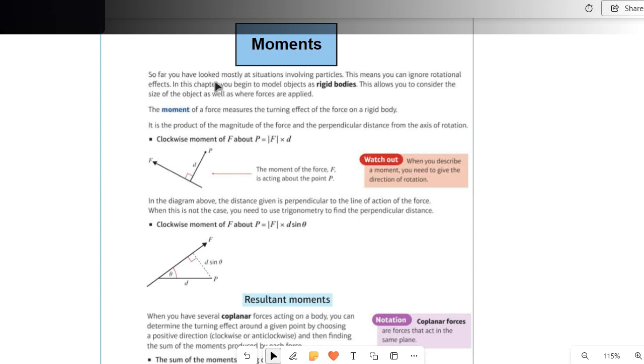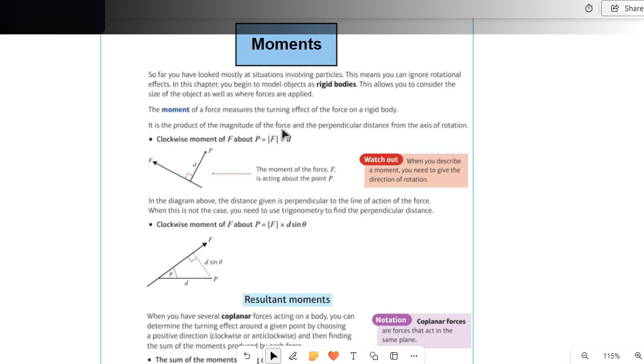So far you have looked mostly at situations involving particles. This means you can ignore rotational effects. In this chapter, you begin to model objects as rigid bodies. This allows you to consider the size of the object as well as where forces are applied. The moment of a force measures the turning effect of the force on a rigid body.